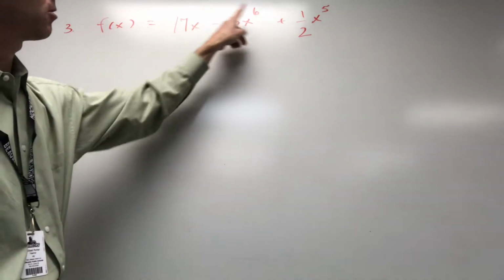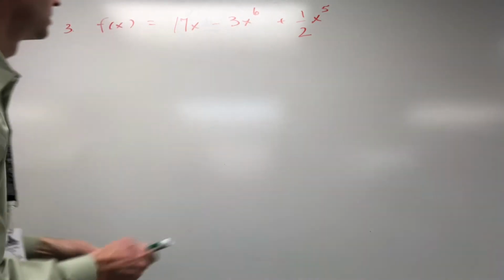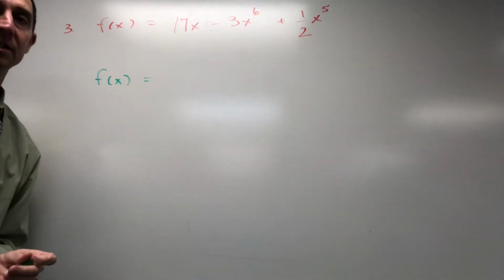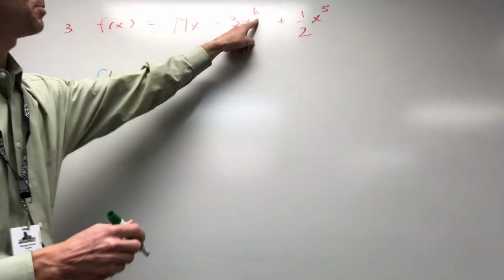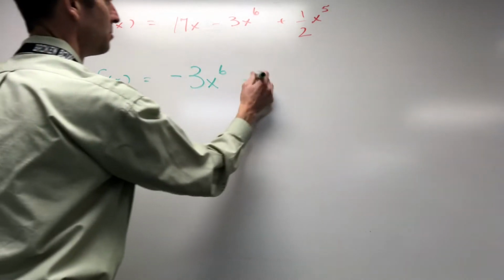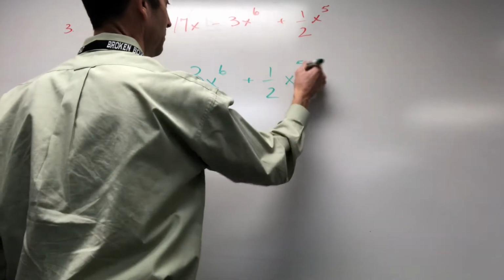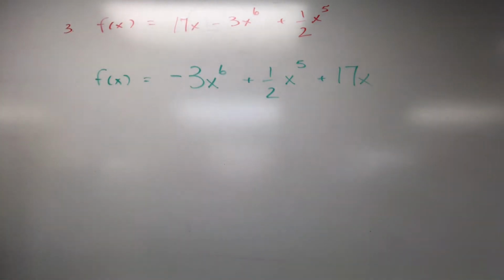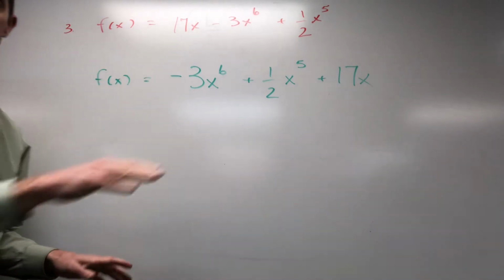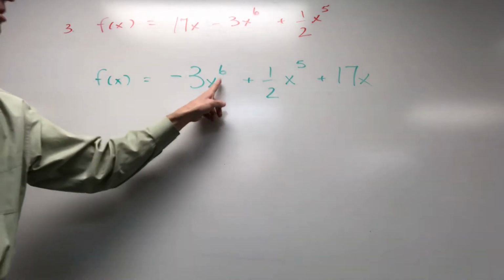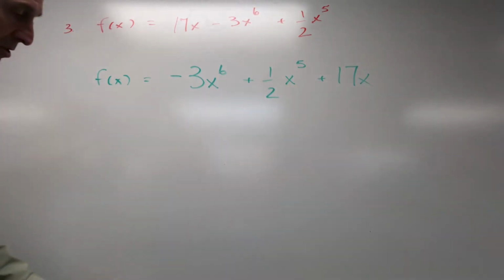First power, sixth power, fifth power. So for us to put this in descending order, sixth power is first. So -3x to the sixth, plus 1/2 x to the fifth, plus 17x. That is the correct descending order. So don't let the coefficients fool you, stick with the powers. All right, descending order. I think we got this.